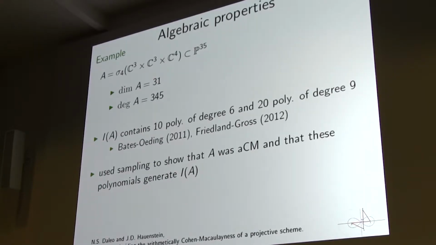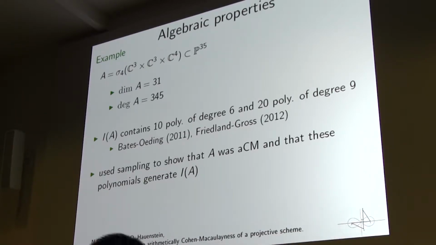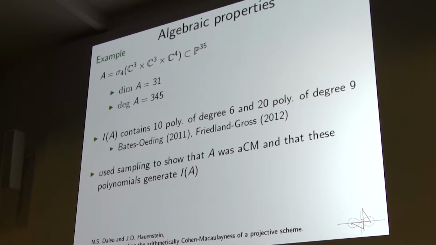So one highlight of that is this variety. For those that have been around long enough, there's a so-called salmon problem, and this is related to the so-called salmon problem. So you have the 4-secant variety of C3 cross C3 cross C4. Please forgive me, let's treat this projectively inside of P35. And so its dimension is 31, its degree is 345. Through lots of work, it was known that there was 10 polynomials of degree 6 and 20 polynomials of degree 9, but it wasn't known whether they generate the ideal or not.